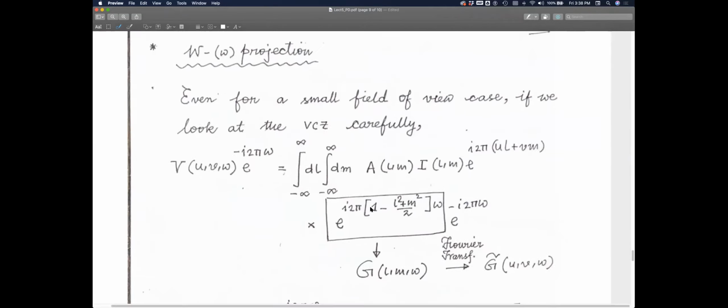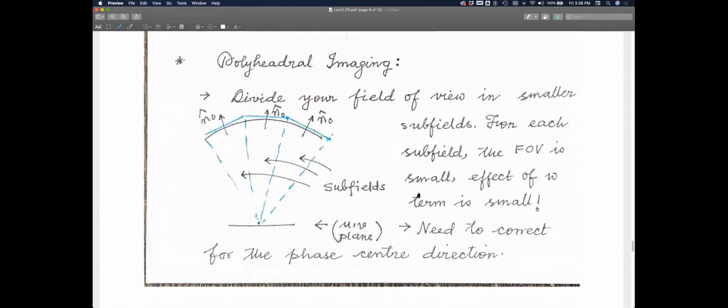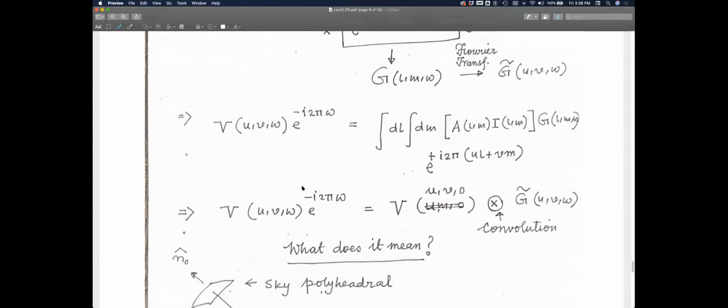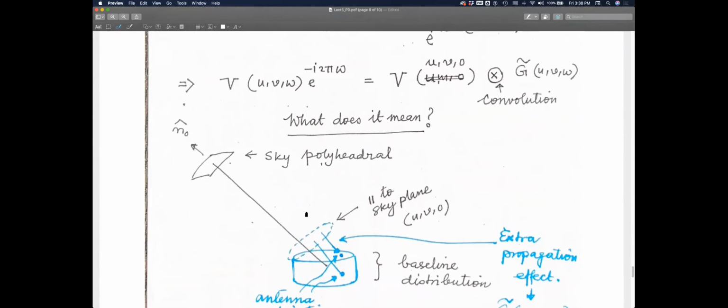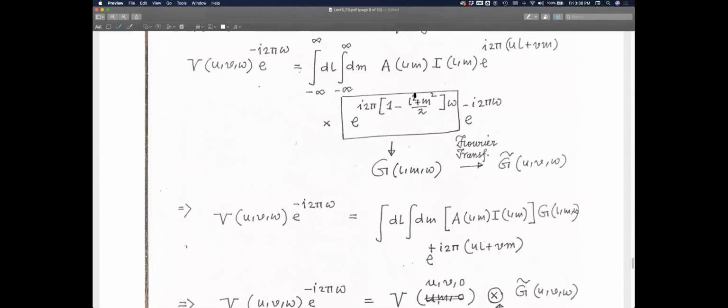See, I'm doing W projection with faceting, right? How small should I keep L square plus M square? There is a little difference between faceting and W projection. I did not want to go into the details. For every facet, you have one W projection plane, right? If I now choose more facets, which also means that L square plus M square will be much smaller.